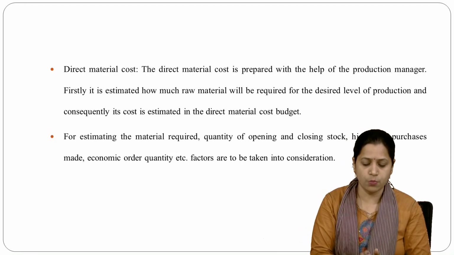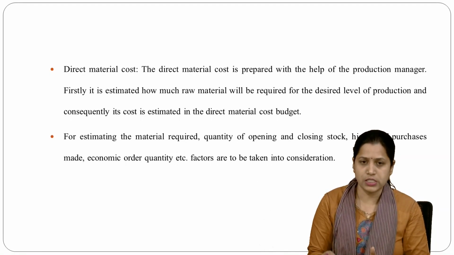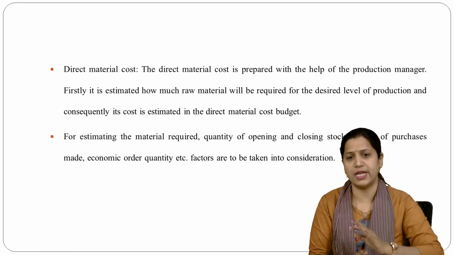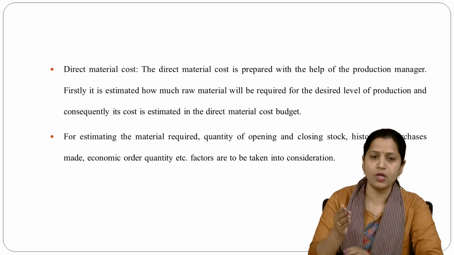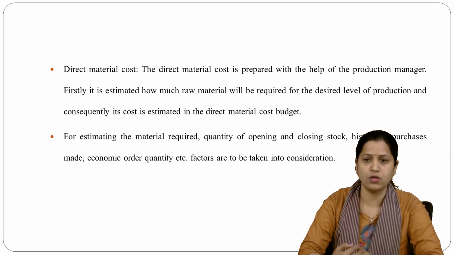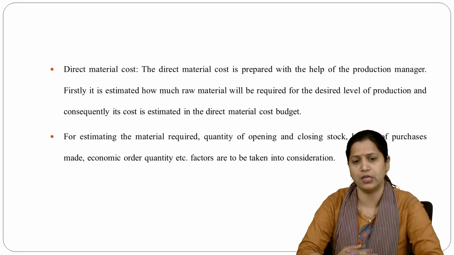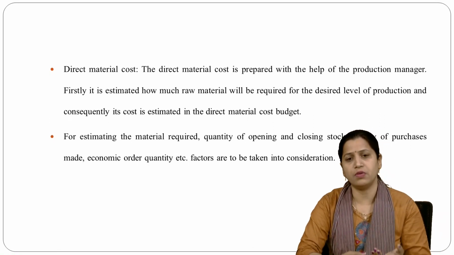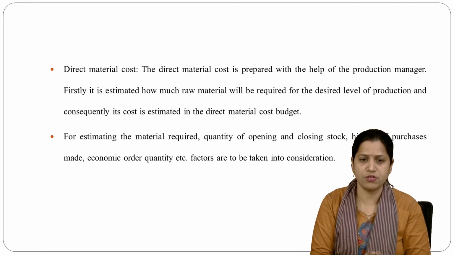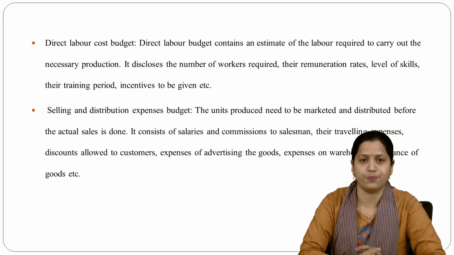So whatever number of units we are going to produce, in the same way the raw material required to produce that number of units, that cost is estimated in the direct material cost budget. For estimating the material required, the quantity of opening and closing stock, the economic order quantity, etc. are factors to be taken into consideration. All these things we have to take into consideration while making the direct material cost budget.